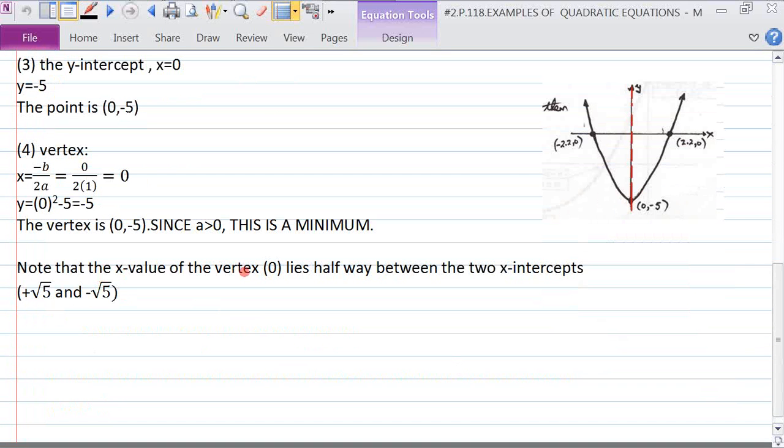Now, notice that the x value of the vertex, which is along here, x is 0 right here, lies halfway between the two intercepts. Here's the negative intercept, here's the positive intercept, halfway between plus root 5 and minus root 5. If we add these two, we get 0. We divide by 2, we still get 0. So that's halfway in between.